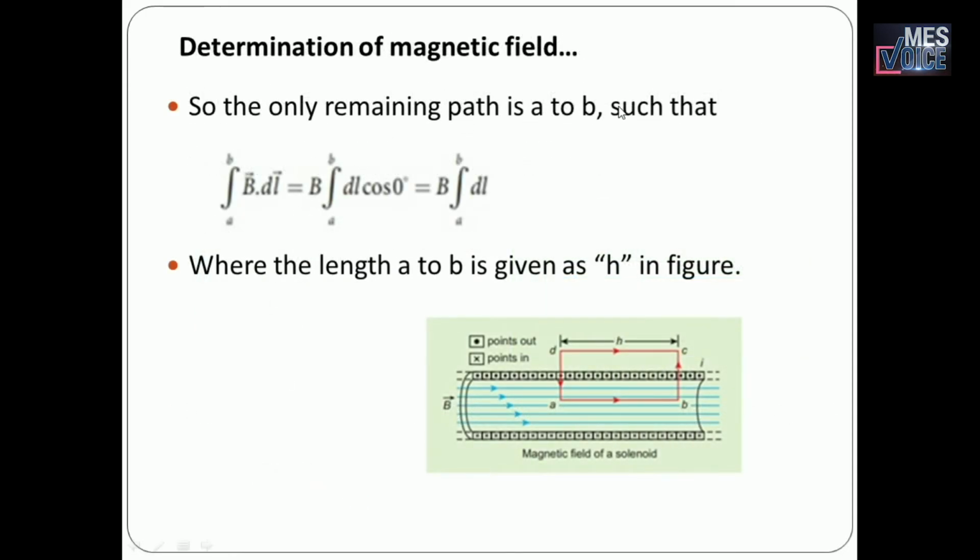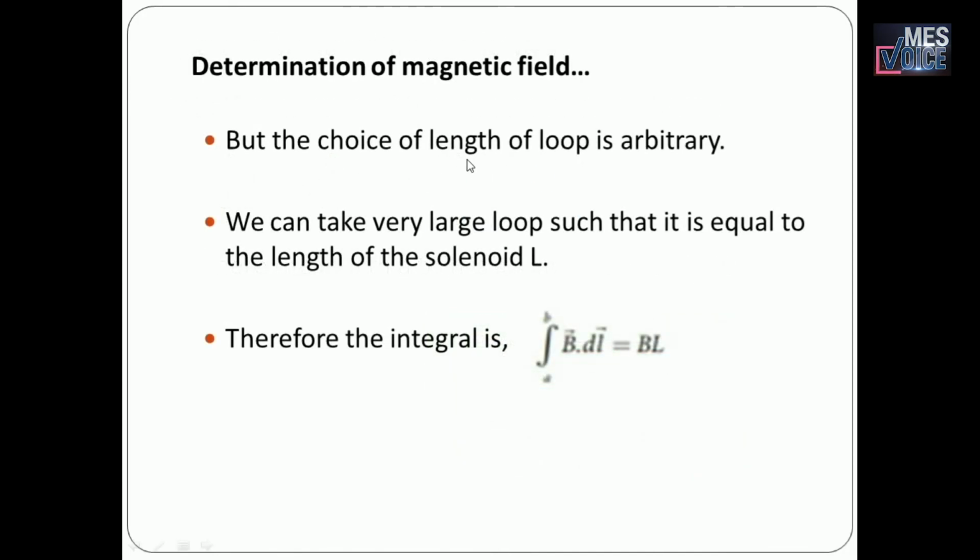So the only remaining path is A to B inside the solenoid, such that integral A to B B dot dl is equal to B into integral A to B dl cos 0. Since B is a constant, we can take B outside the integration, and finally we get B into integral A to B dl, where the length AB is given as h in the figure. But the choice of length of the loop is arbitrary. We can take a very large loop such that it is equal to the length of the solenoid, capital L. Therefore, the integral A to B B dot dl is equal to B into L.